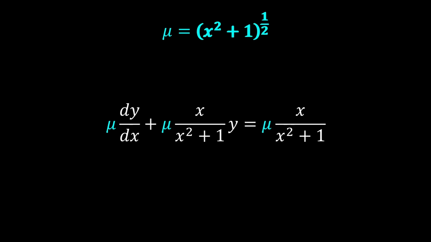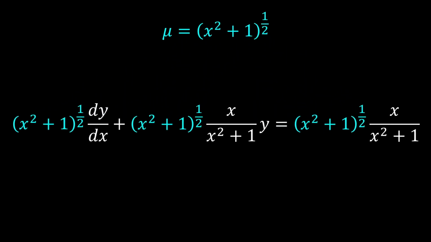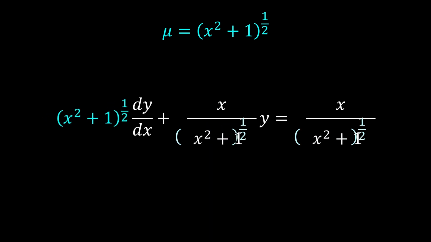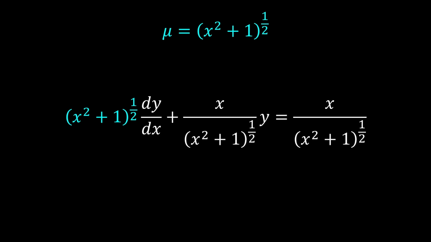And let's not forget about the definition. The definition of mu, or the integrating factor that we evaluated from the definition, is x squared plus 1 to the 1/2 power. Great. Now we can do some very straightforward algebra, and we see that we can divide out the x squared plus 1 in the denominators with the x squared plus 1 to the 1/2 in the numerator, and we end up with x squared plus 1 to the 1/2 in the denominator.